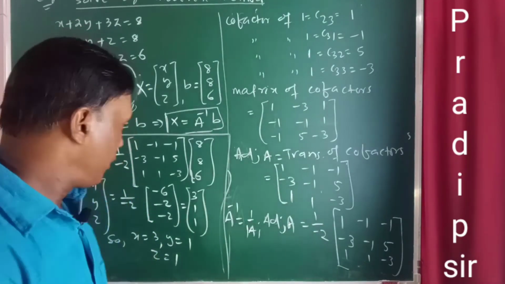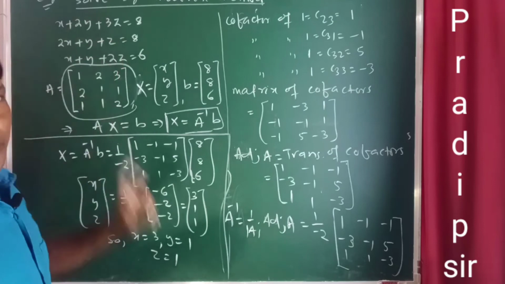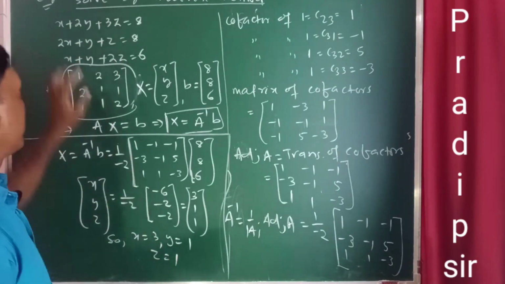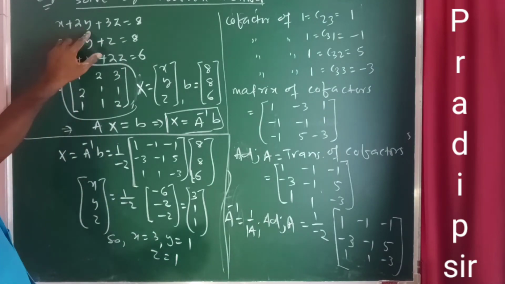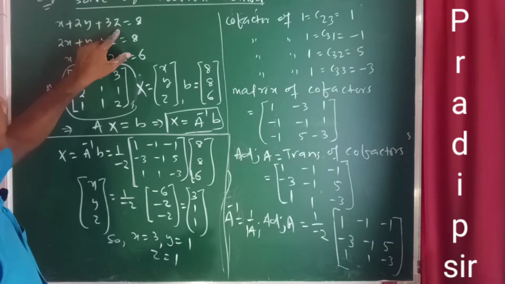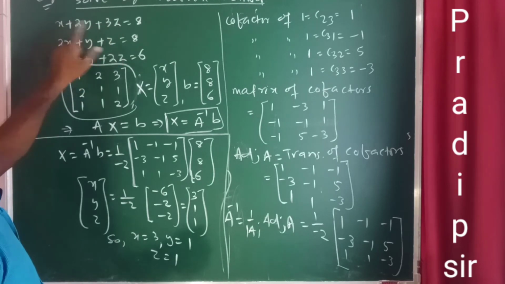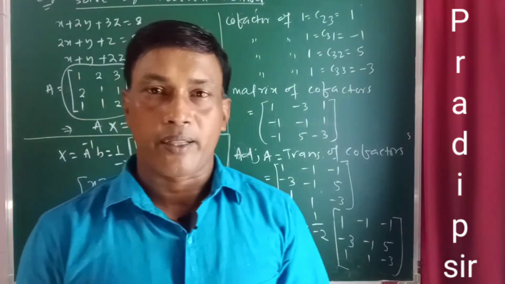But how can you check? Put these values in one equation: x is 3, y is 1, z is 1. So 3 plus 2 into 1, which is 2, plus 3 into 1, which is 3. 3 plus 2 plus 3 is 8. So your values are right.